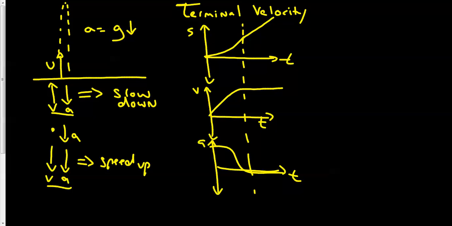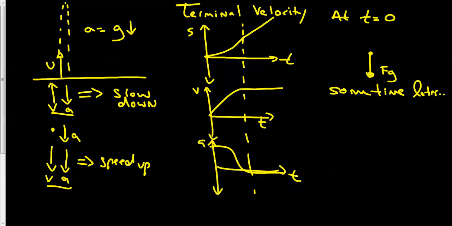So now, when we're looking at the forces at time t equals 0, there's a downward force of gravity. The instant someone jumps out of an airplane, for instance, there's a downward force of gravity, and that is the only force acting on you at the instant you step out of the airplane. Sometime later, you have some drag force acting on you.